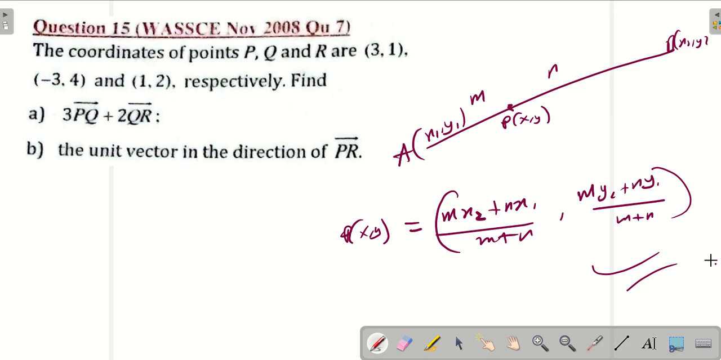Okay, but remember this is an internal division, is that right? Whenever you have the external division, you negate the smaller ratio. Do you remember all those things? Simple. Good.